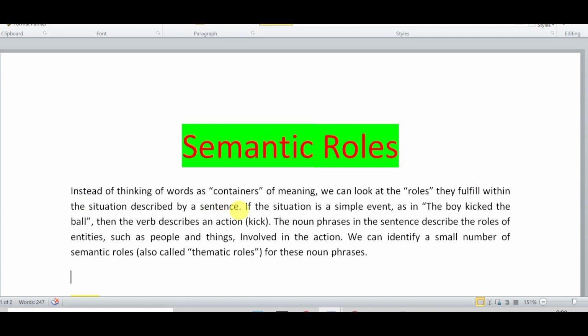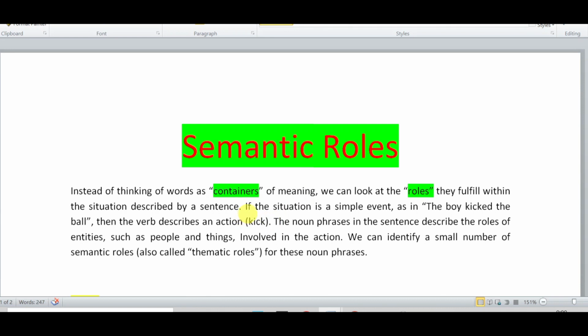We know that words are containers of meaning. We know that each and every word has meaning. Words are containers, but sometimes we have to look at the roles of the words, that is, what the roles of the words are in sentences. So we will discuss these two things. When we talk about a sentence, the words have meaning, but they also have roles in the sentence.